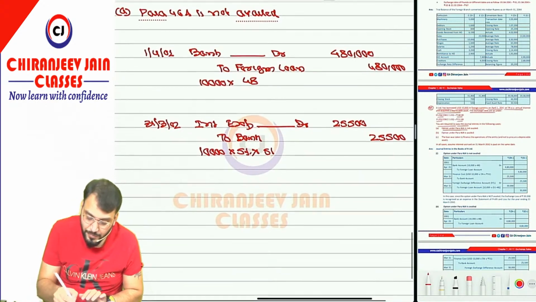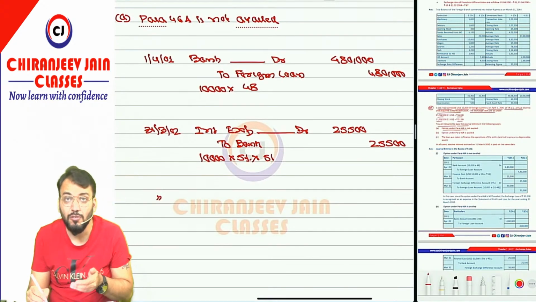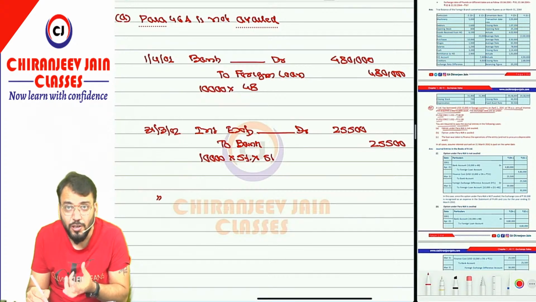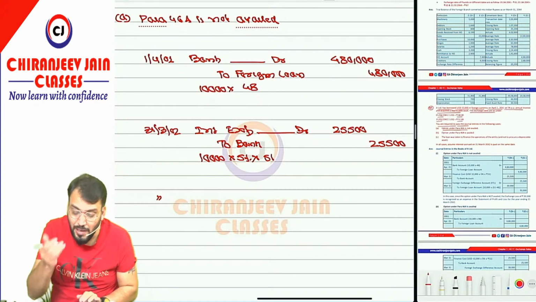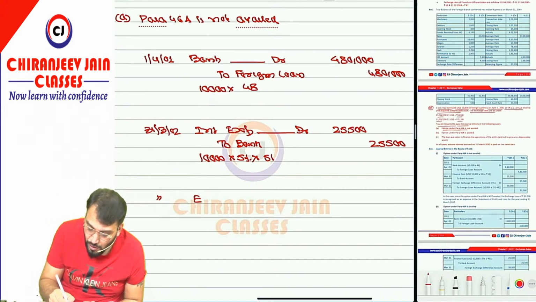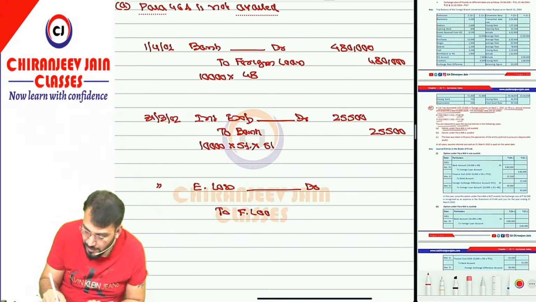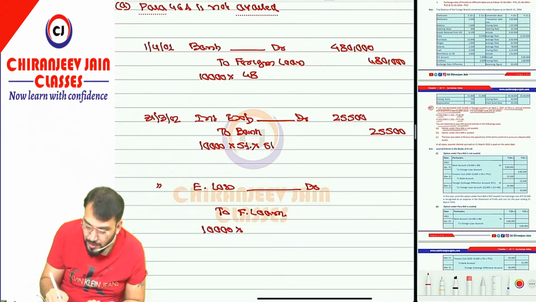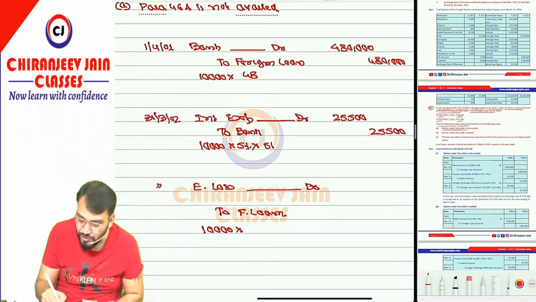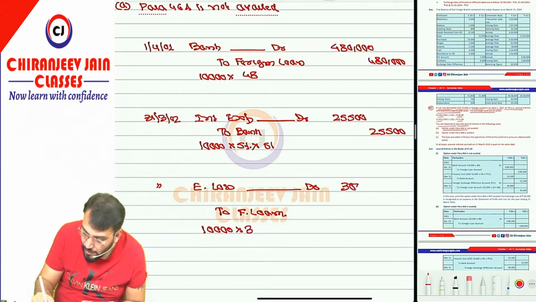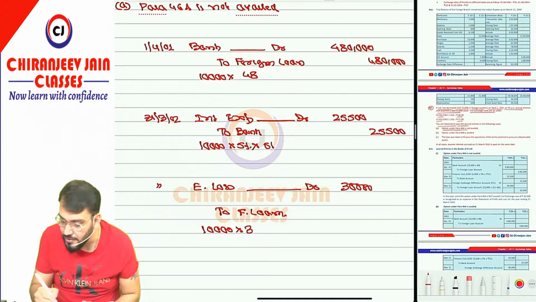Now on that date, this foreign loan is one type of foreign currency monetary item and needs to be translated using the closing exchange rate. Now the rate has become 51, so your liability will increase, and there is an exchange loss. So you will say exchange loss account debit to foreign loan. Your liability will increase by what amount? 10,000, and it now becomes 51. So 51 minus 48 means 3. So your exchange loss will be 30,000.